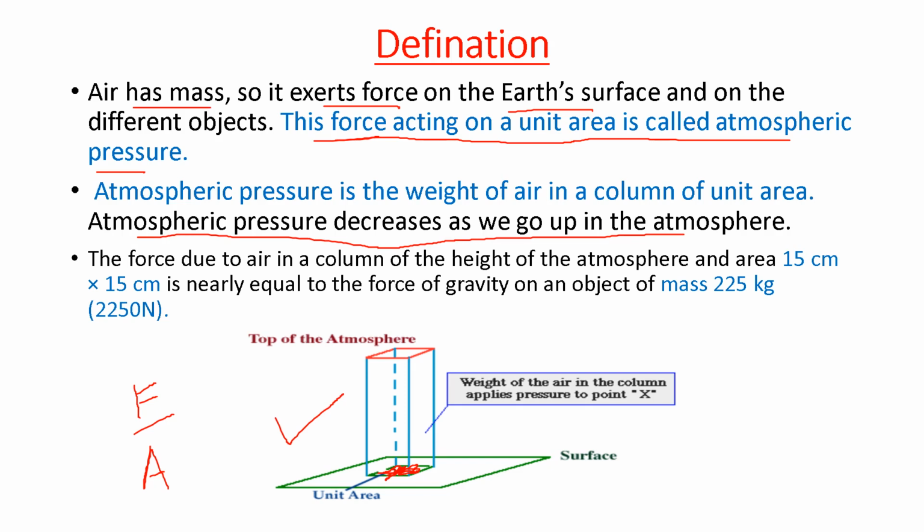It has been estimated that the force due to an air column up to the height of the atmosphere and of area 15 by 15 centimeters, meaning if we draw a square of 15 by 15 centimeters on the ground, then the force applied by the air is equal to 2250 Newton. We can also say that the air contained in that imaginary column would be 225 kg. So this was the definition of atmospheric pressure, which is the force acting on a unit area.